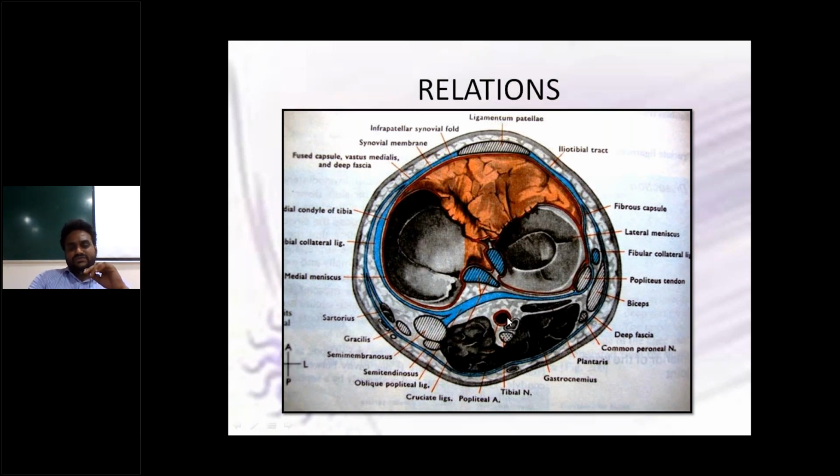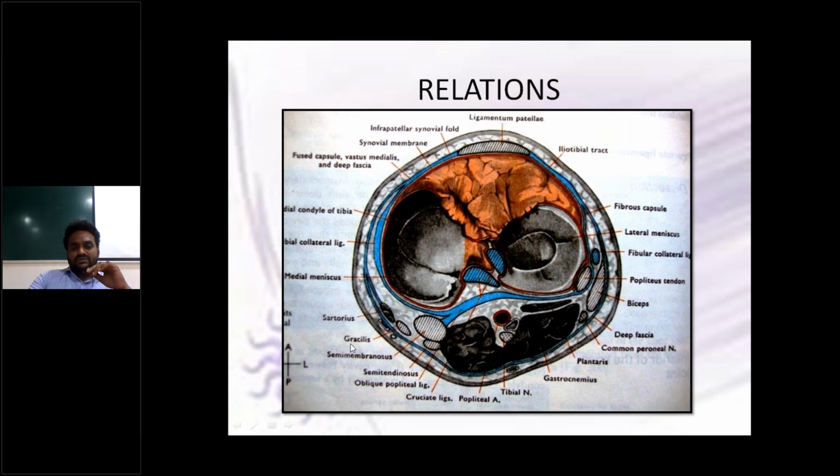Posteriorly, what are the relations? What are the vessels present here posteriorly? Popliteal vessels. And which nerve? Tibial nerve. And what is this muscle? Gastrocnemius muscle.